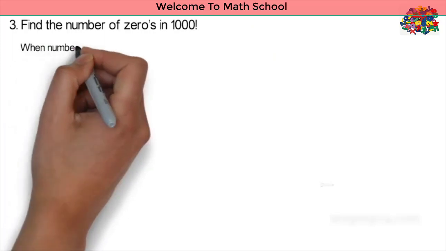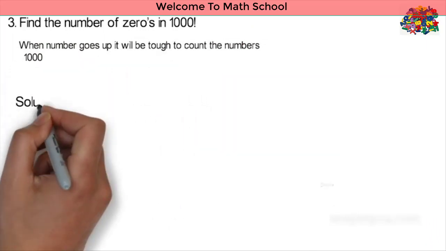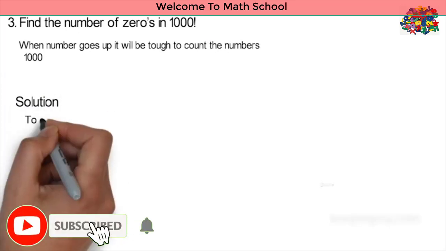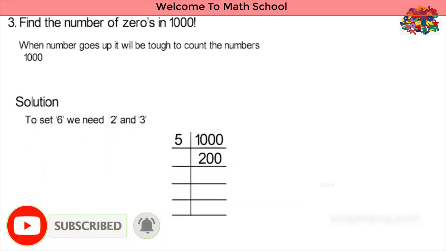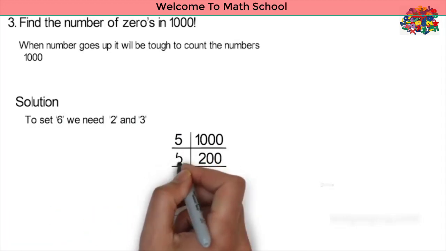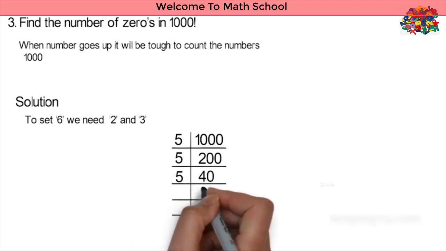Now find the number of zeros in 1000 factorial. When the number goes up, it will be tough to count the numbers manually. So the one thing you can do is divide 1000 by 5. So it will go 200 times. Again divide, it will go 40 times, then one more time it will go 8 times, and lastly 1 time.